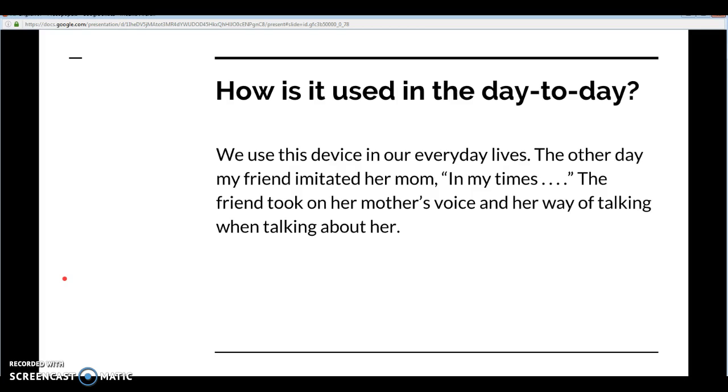So we do see this device used in the day-to-day. Imagine that your friend is imitating her mom. The friend takes on her mother's voice and her way of talking when talking about her. This is pretty important. Part of prosopopeia is that you actually adopt the mode of talking that the object or person has.